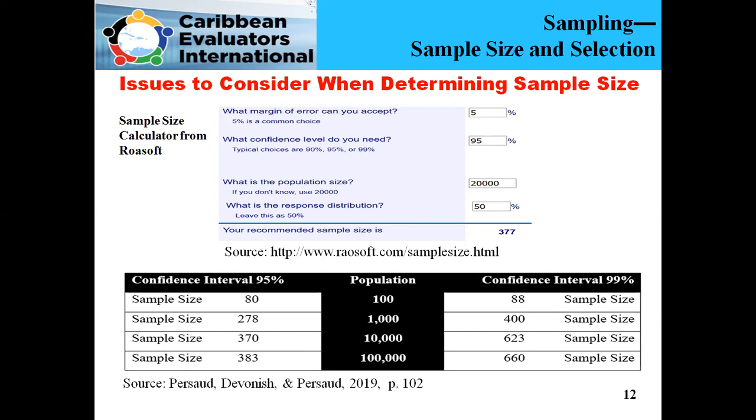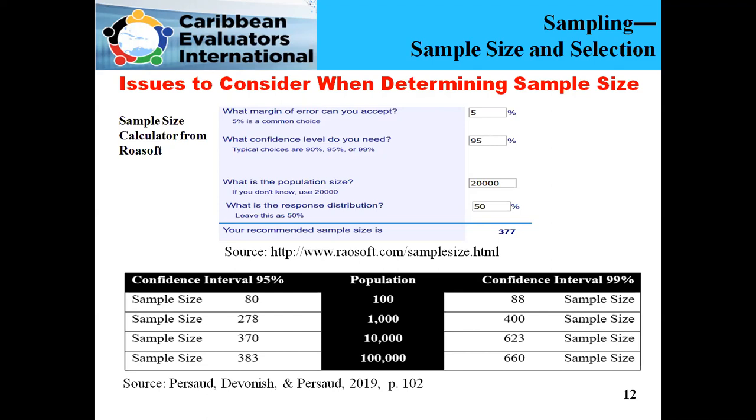You will also notice on the latter part of the screen that we have 4 population sizes being shown at the 95% and the 99% confidence interval. Observe that when the population is very small, our sample size is almost the same as our population size. If you look at the 95% confidence interval, the sample size is actually 80 for a population of 100 and 88 for a 99% confidence interval. However, the larger our population, the smaller our sample actually becomes. So it's not proportional to the population.